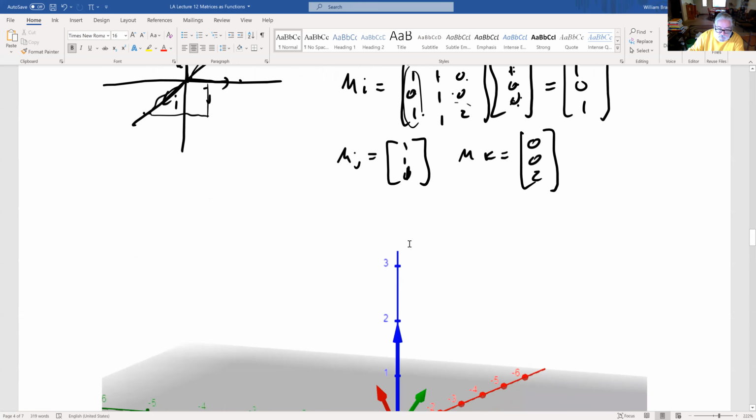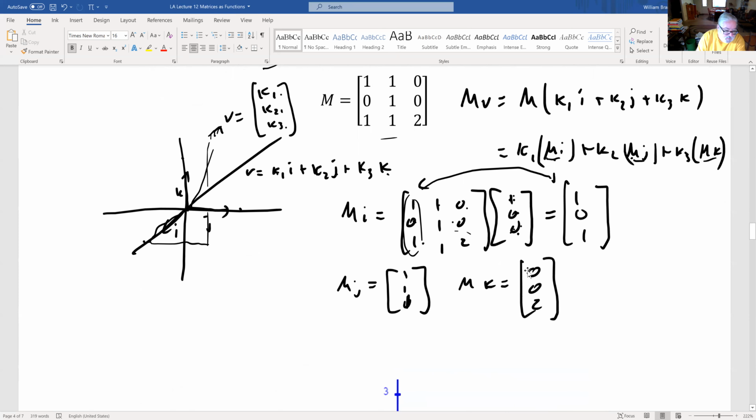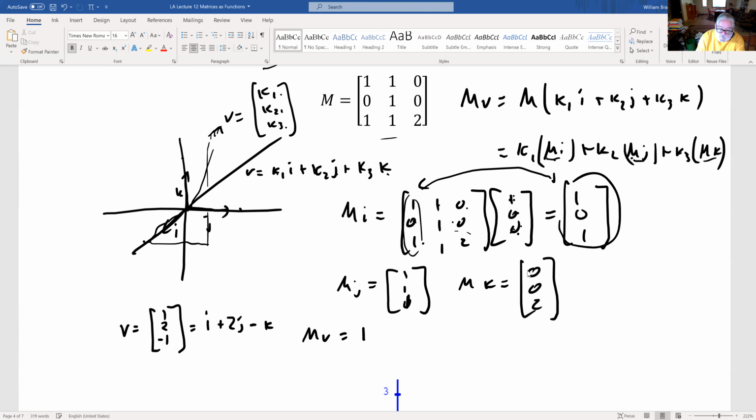So if I take, say, a vector v equals (1, 2, -1), I can rewrite that as i plus 2j minus k. So what's M times v going to be? It's going to be 1 times the image of i, (1, 0, 1), plus 2 times the image of j, (1, 1, 1), minus 1 times the image of k, (0, 0, 2).